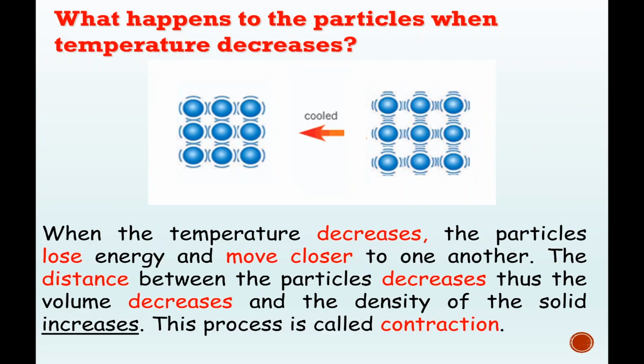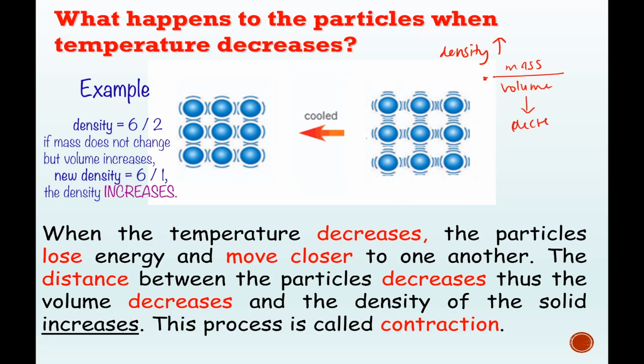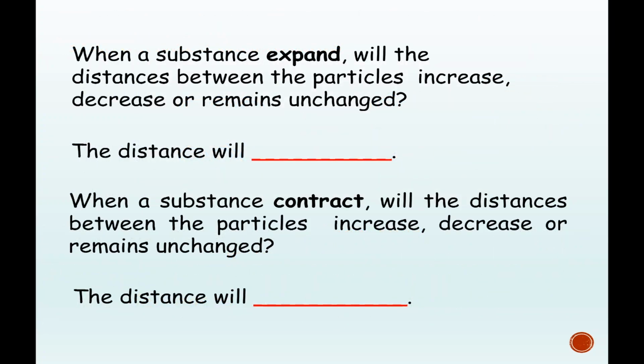What happens when the temperature decreases? So when it decreases, the particles lose energy and move closer to each other. The distance between the particles then decreases and the volume it occupies decreases. Hence, contraction will occur. However, please also note that the density here increases because the mass remains the same but the volume decreases.